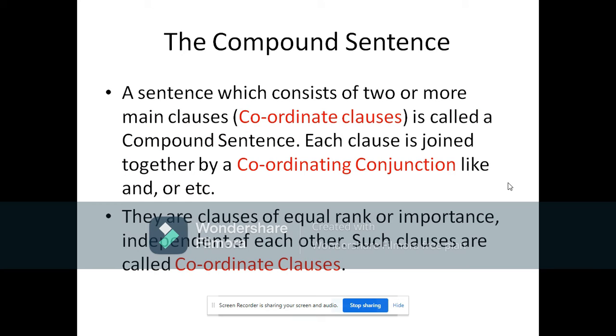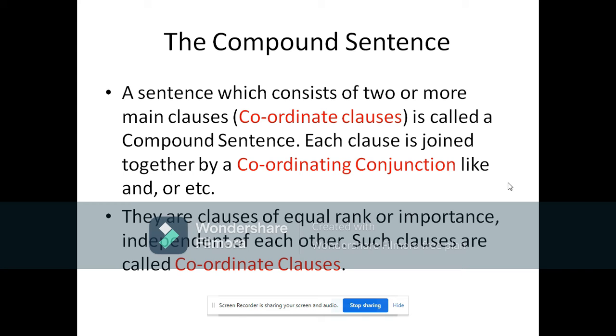Now the next one is the compound sentence. The compound sentence. A sentence which consists of two or more main clauses. It is also called coordinate clauses. The main clauses in the compound sentence are called coordinate clauses.